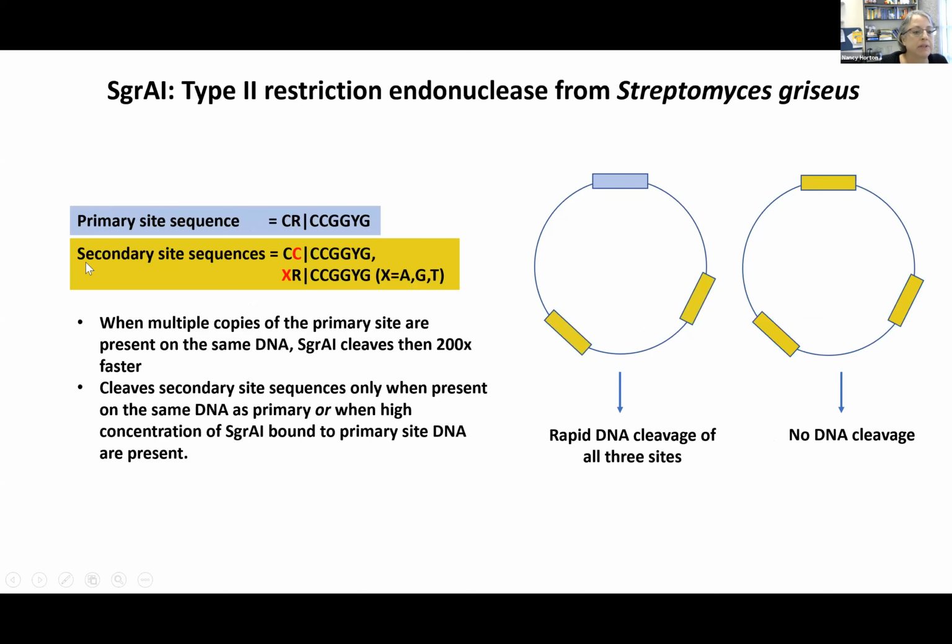This is a really interesting part. It will also start cleaving other sequences we call secondary sites. They differ from the primary in the identity of the outer base pair or the second base pair. The enzyme binds tightly to them, with nanomolar affinity, but it doesn't cleave them unless there's also a primary site DNA sequence in the same DNA. Then it will cleave all of these sites rapidly. So this primary site sequence seems to be modulating the activity of the enzyme. It activates it for DNA cleavage, and it alters its DNA sequence specificity to cleave 14 additional sites.